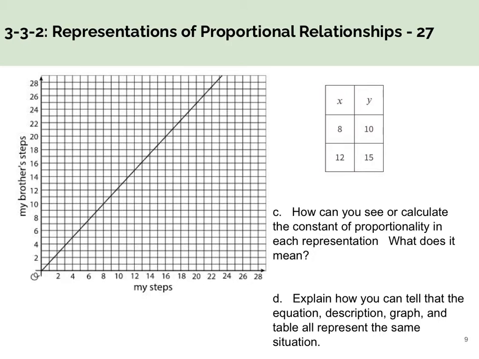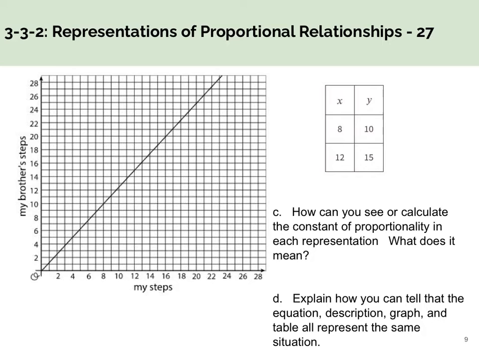So to go along with this question, question C, if we look at it, it says, how can you see or calculate the constant of proportionality in each representation? So what does that actually mean? How can we find the slope, or the K value, is really what it's looking for.